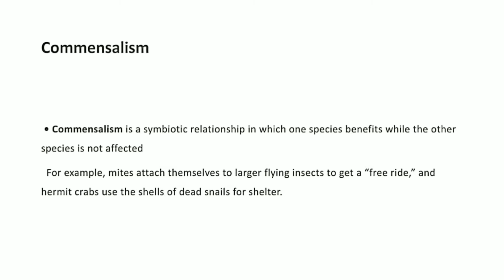Commensalism. Commensalism is a symbiotic relationship in which one species benefits while the other species is not affected. In commensalism, one animal typically uses another for a purpose other than food. For example, mites attach themselves to larger flying insects to get a free ride, and hermit crabs use the shells of dead snails for shelter.